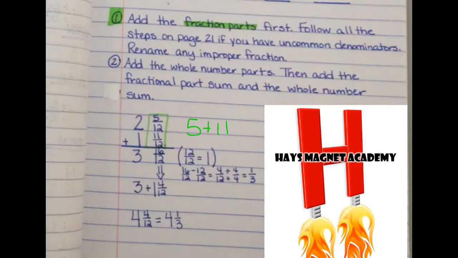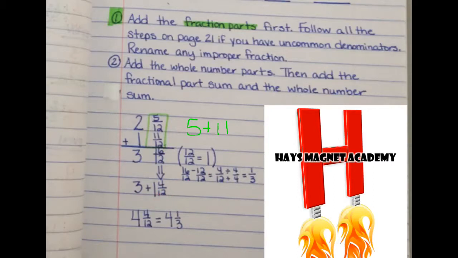Now it's set up here that you have to rename any improper fractions. 16/12 is an improper fraction. So what you can do to rename it is, if you think of 12/12 as being one whole, you can pull out one whole by subtracting the 12/12 from the 16/12. That gives you 4/12 left over. So you can come down here and this improper fraction turns into 1 4/12.